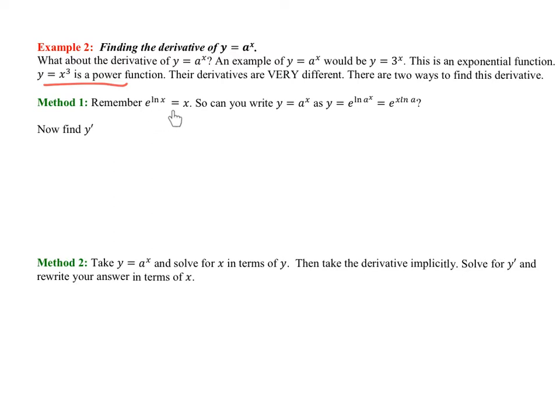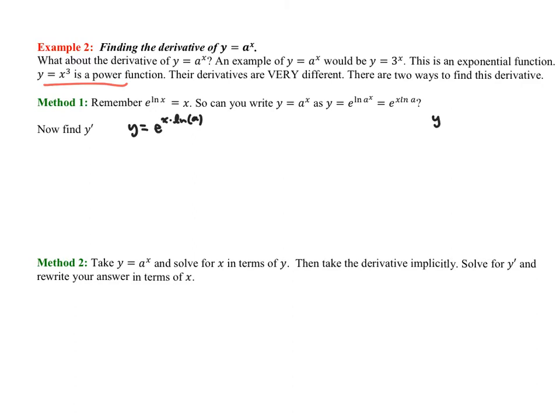Remember, e to the ln of x is equal to x, so you could rewrite y equals a to the x as y equals e to the ln of a to the x. I know that seems kind of weird, but the e and the ln reduce, which really is just saying that y equals a to the x. Now we can use the exponent rule, bring that x down in front, to make y equals a to the x equal to e to the x ln of a. All right, so let's write that out. y equals e to the x times ln of a.